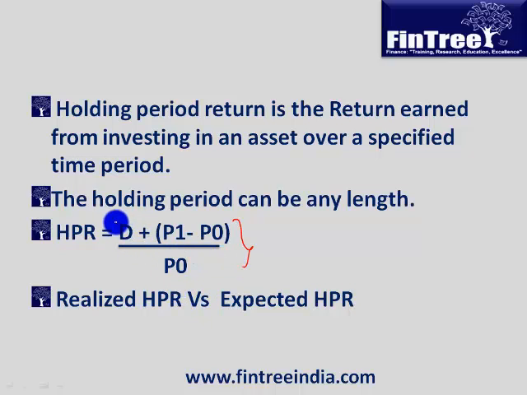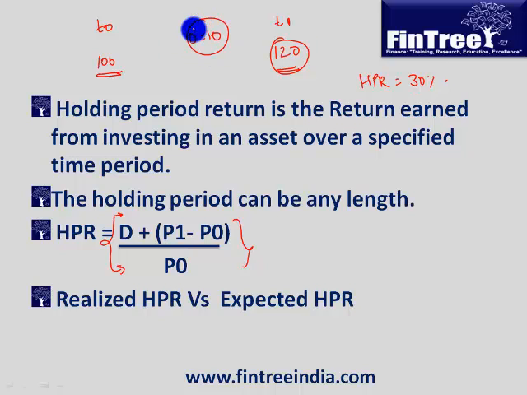Now, when I show you this formula, I have made one assumption. Okay, first let me explain what this is. Stock at the beginning of the year was 100 at time 0. At the end of the year, stock became, let's say, 120. And during the year, it gave you a dividend of 10 rupees. What is the holding period return? 30%, straightforward. You've earned about 20 rupees here, capital appreciation, you've earned 10 rupees here, total return 30%.